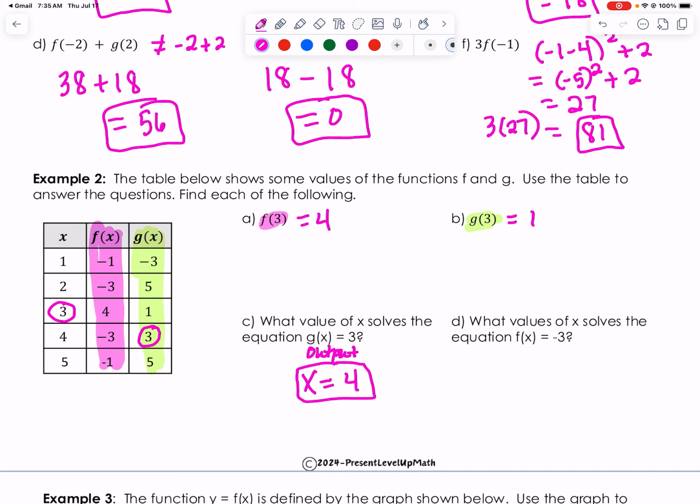Problem D. What value of x solves the equation f of x equals negative 3? Now, if I look at the f of x column and I'm looking at the outputs, notice I have a negative 3 there, and I have an output of negative 3 there. So there's 2 different x values that will give us an output of negative 3. And they are x equals 2 and x equals 4.